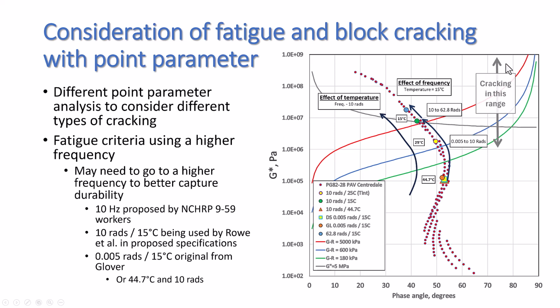Remember, cracking's occurring in this region here. The original Glover-Rowe numbers are probably just a little bit on the too low side, and this might explain some of the differences we see with polymer modified binders.